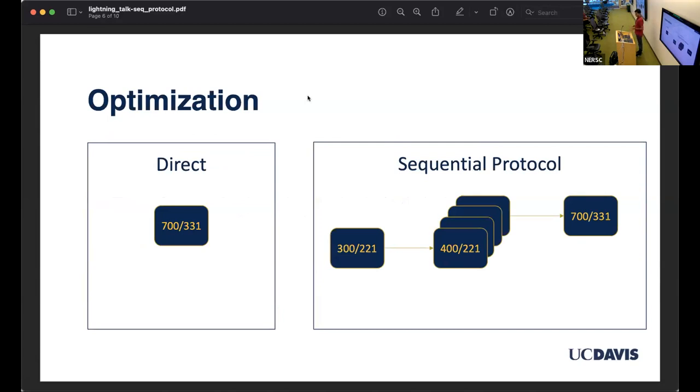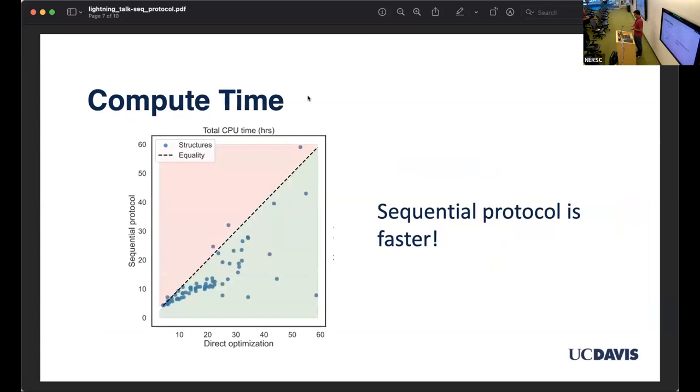Now, what we usually do is directly optimize until convergence at the particular parameters. What we have tried to do is create stages in between so that we can converge faster. These stages are represented here in these boxes. This was the major intuition for us. We thought that if we give our calculation a better starting point, it will converge much faster. And our intuition actually proved right when we calculated the compute times.